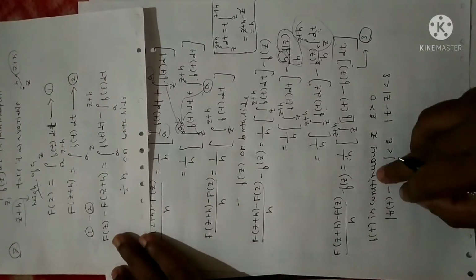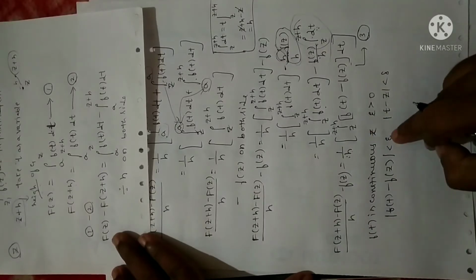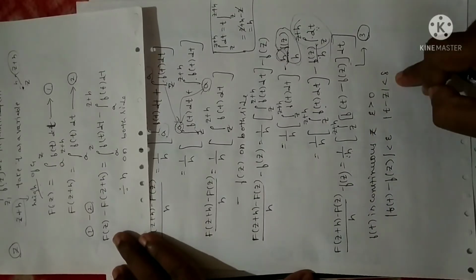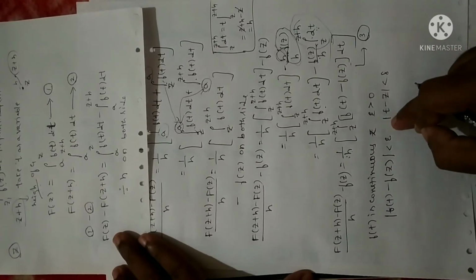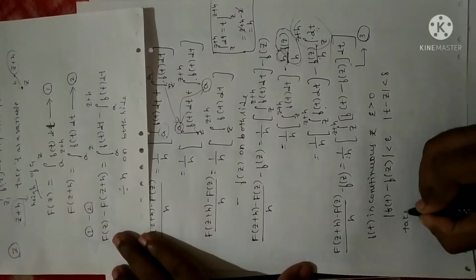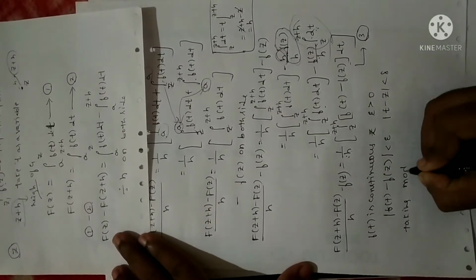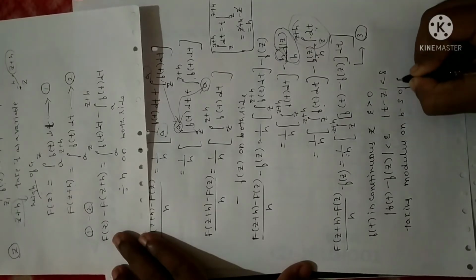Since f of t is continuous at z, I can write modulus of f of t minus f of z is less than epsilon whenever modulus of t minus z is less than delta. Fine. This is from the definition of a continuous function. Now let me apply modulus to equation 3. So, taking modulus on both sides of equation 3.